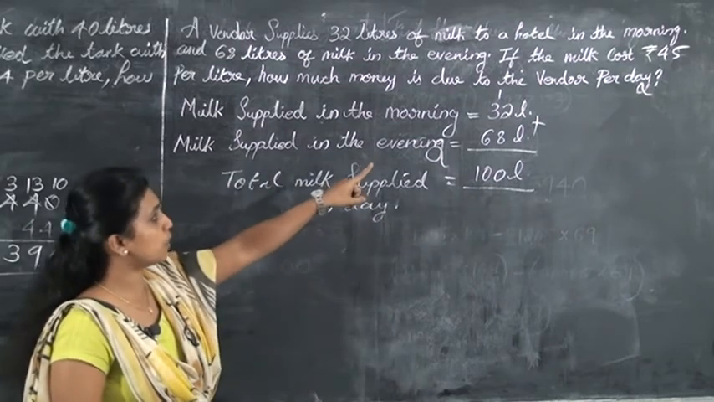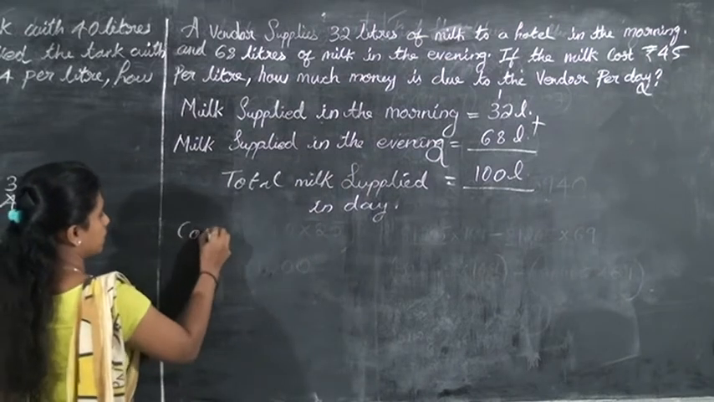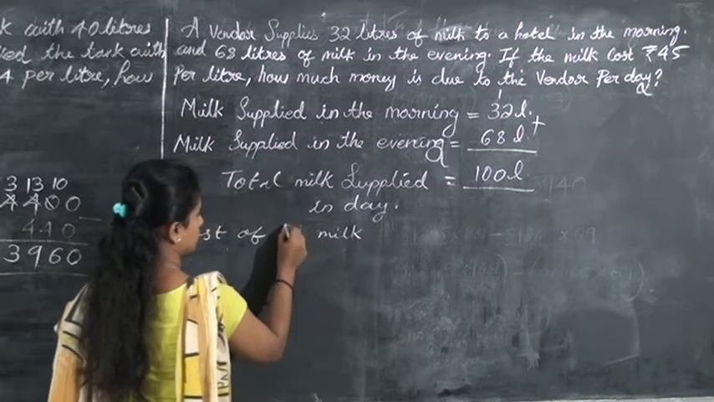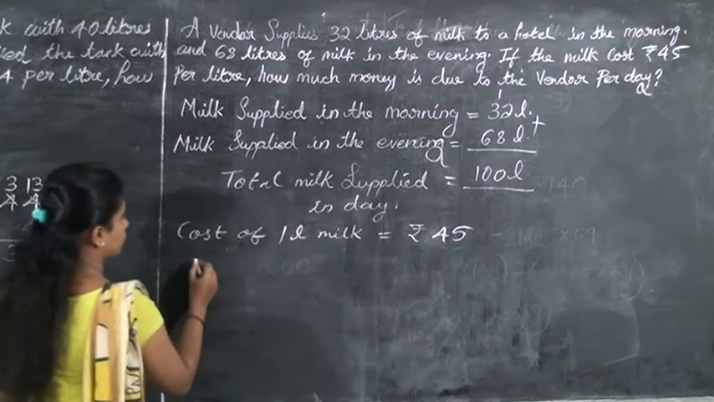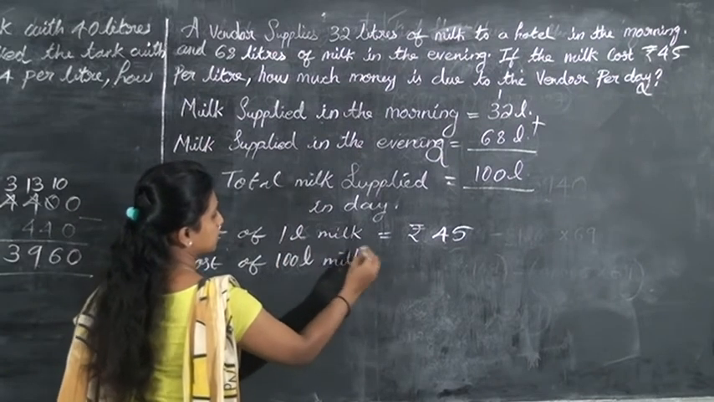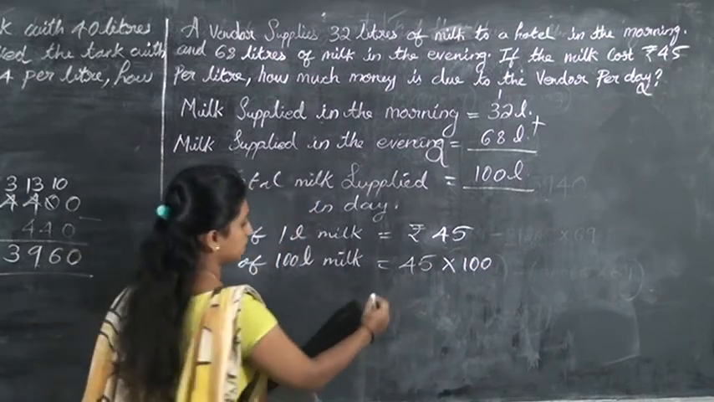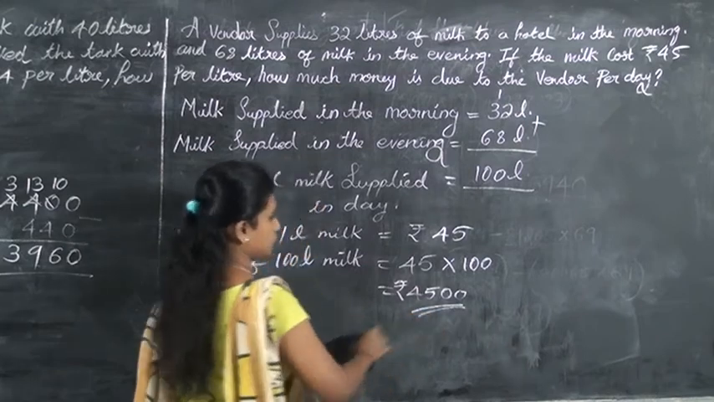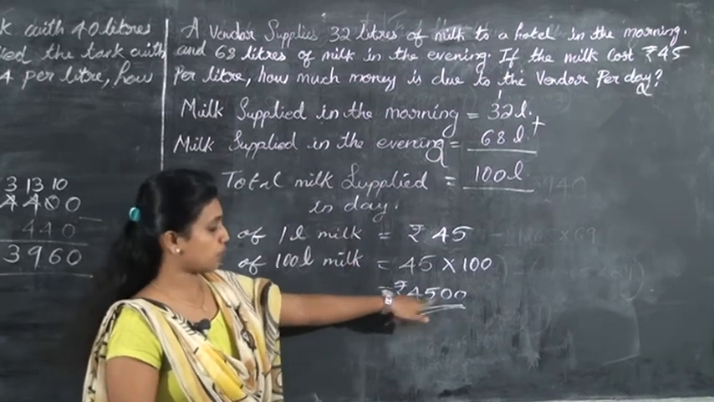Here we know that the cost of 1 liter milk is rupees 45. But 100 liter is easy. So let's write here. Cost of 1 liter milk is equal to rupees 45. So what is the cost of 100 liter milk? 45 into 100. What's the answer? 4500. That is 4,500 rupees. So the cost of 100 liter milk is rupees 4,500.